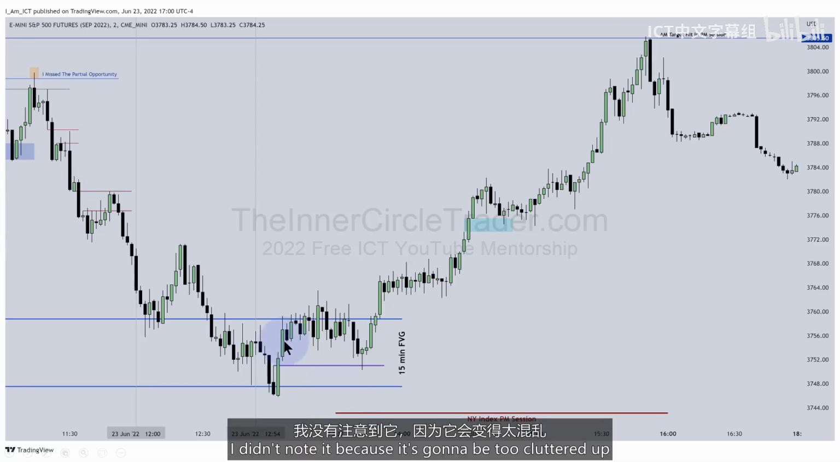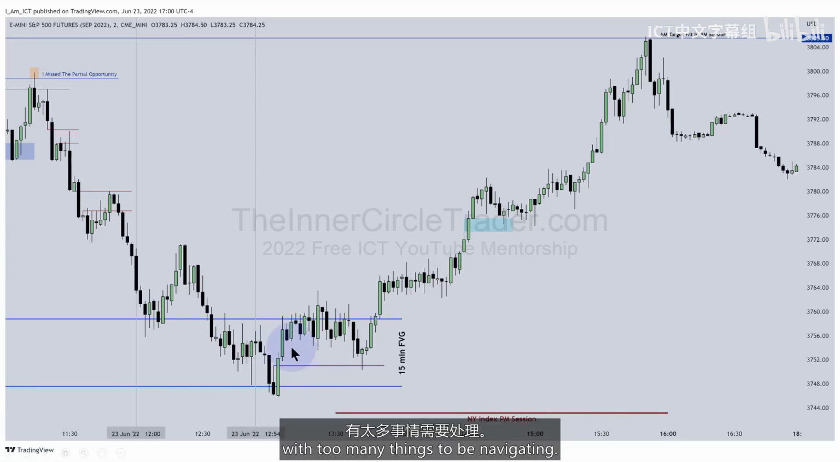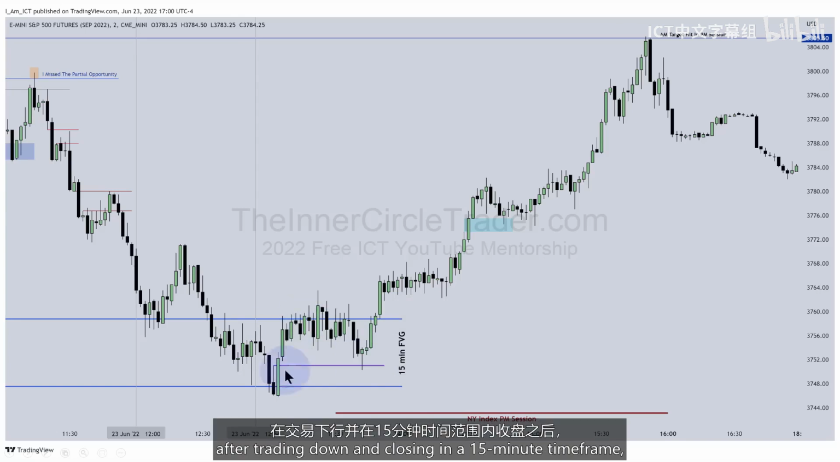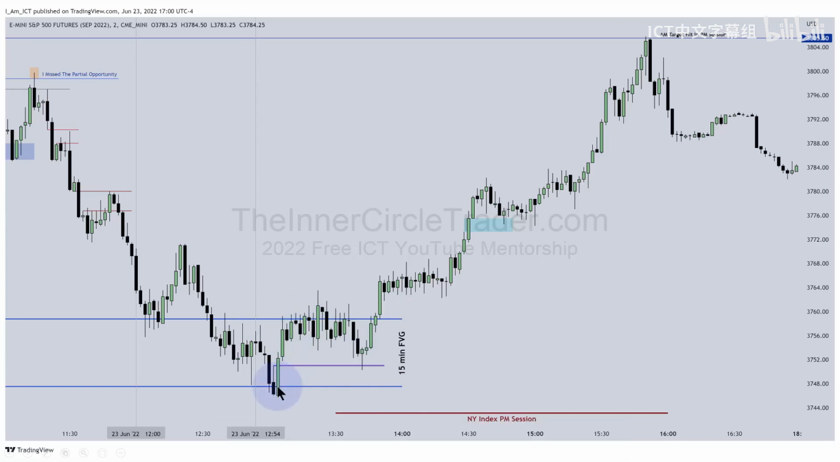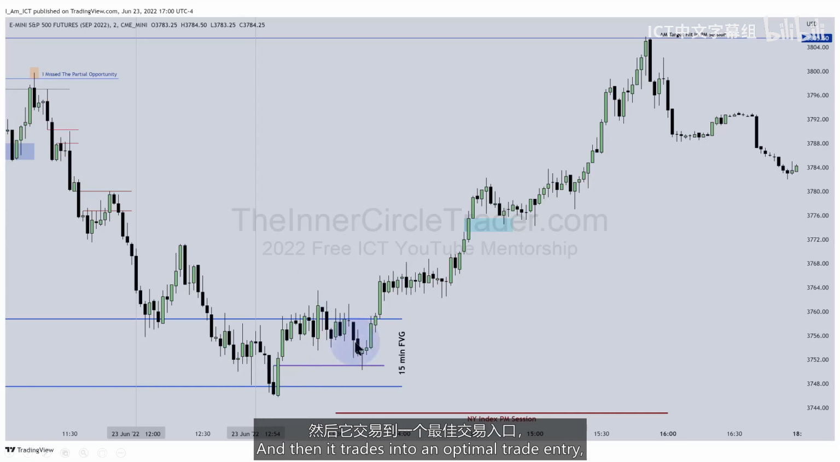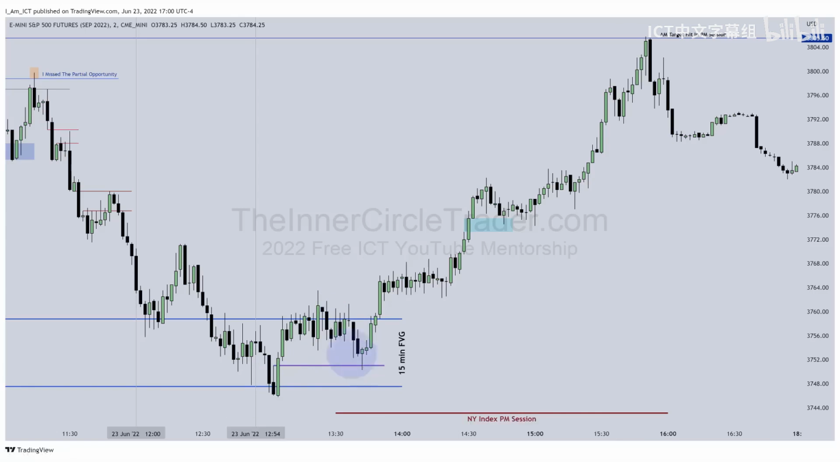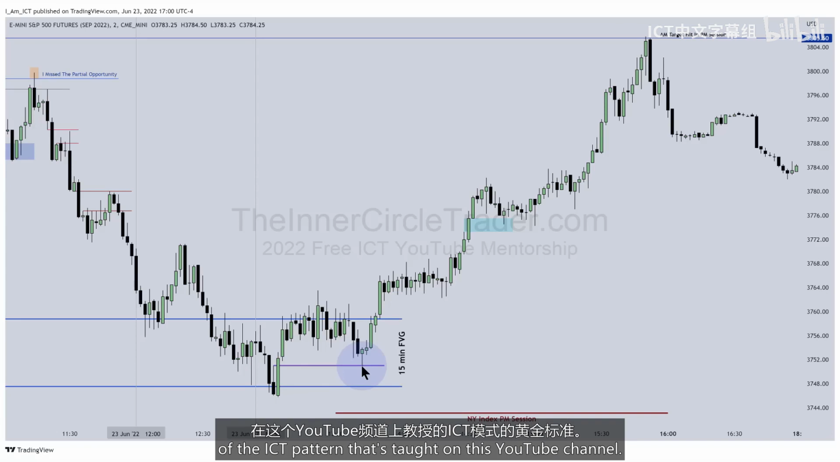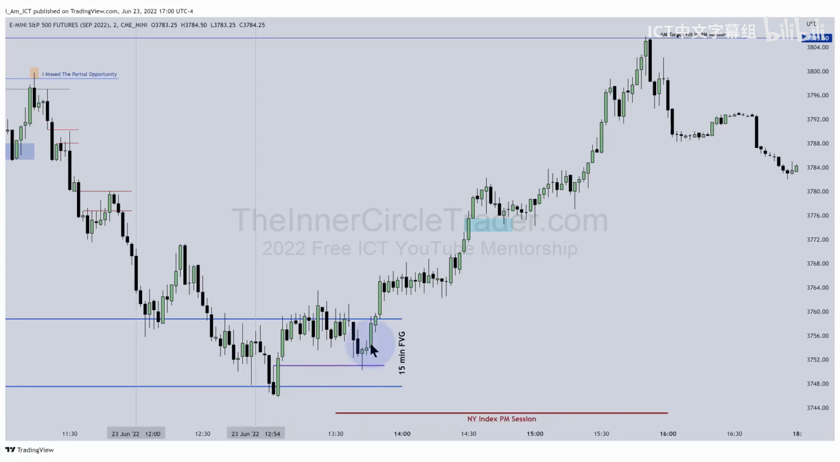I didn't note it because it's going to be too cluttered up, and I'm going to be doing a lot of discussion in this area, and I don't want it to be overlapped with too many things to be navigating. So this is the 15-minute fair value gap, and it's trading down to an order block after a shift in market structure, after trading down and closing in a 15-minute time frame fair value gap, and then it trades into an optimal trade entry, which is the flagship pattern of this YouTube channel. Fair value gap with an order block and optimal trade entry is the gold standard of the ICT pattern that's taught on this YouTube channel.